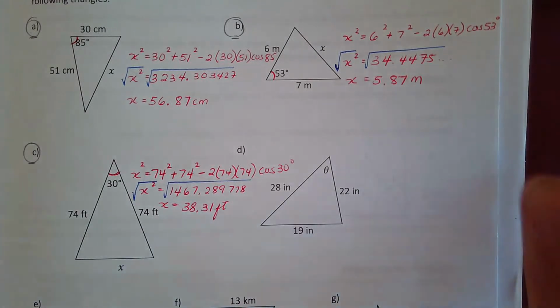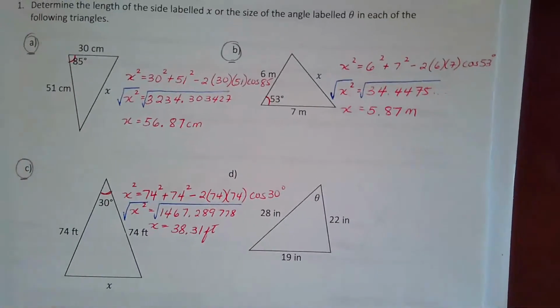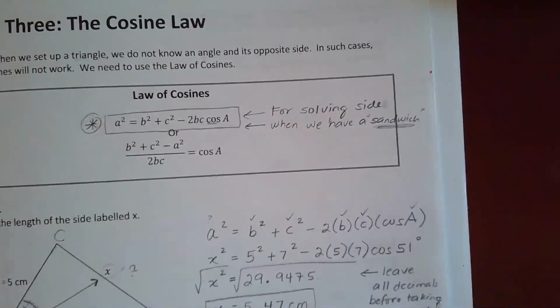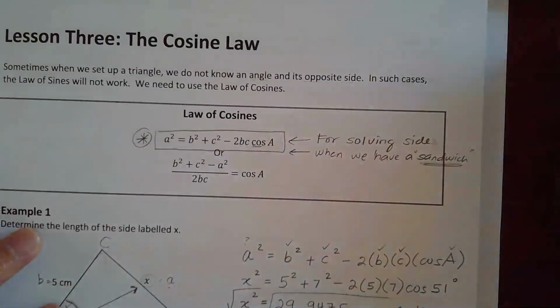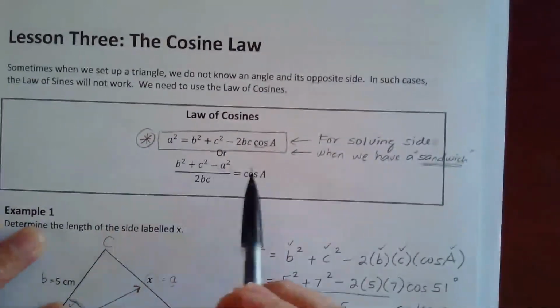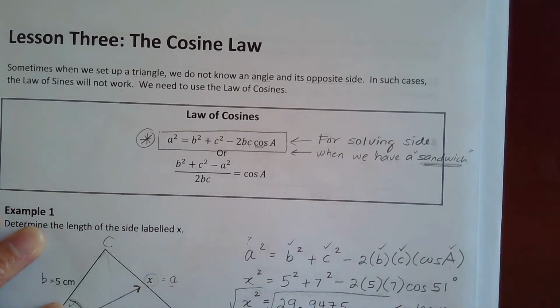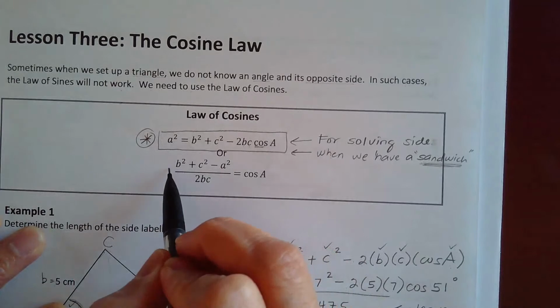So today what we're going to do is continue on with this one, but this time we're going to use a slightly different version of the cosine law. It's still the cosine law, but it's slightly different because this time we're going to be looking for an unknown angle. So this is what we're going to be focusing on.